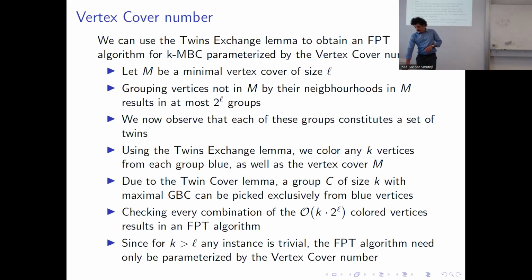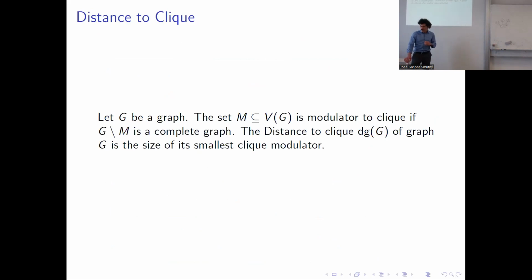Now I'll go with the next approach. It's basically the same approach, and it can be used with the distance to clique parameter. I'll show the parallel, and then I'll show the alternative way. So the distance to clique: we have a graph. We have a modulator to clique M, and that's a group of vertices that when it is removed from the graph, we are left with a complete graph. So a clique.